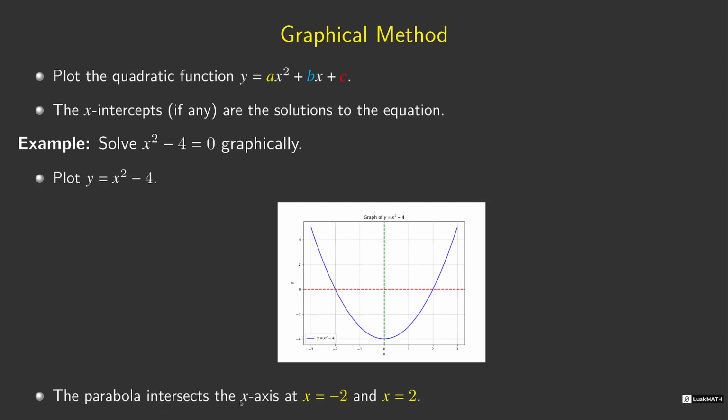So you can see that the parabola intersects the x-axis at x equals -2 and x equals 2, which you can see from the graph. Remember what I said: the x-intercepts. That's where the parabola is cutting the x-axis. You can read from here, it is cutting the x-axis right here. If you read down, it's -2. And then also here, when you read down, that's equal to 2. So those are the solutions you're looking for.